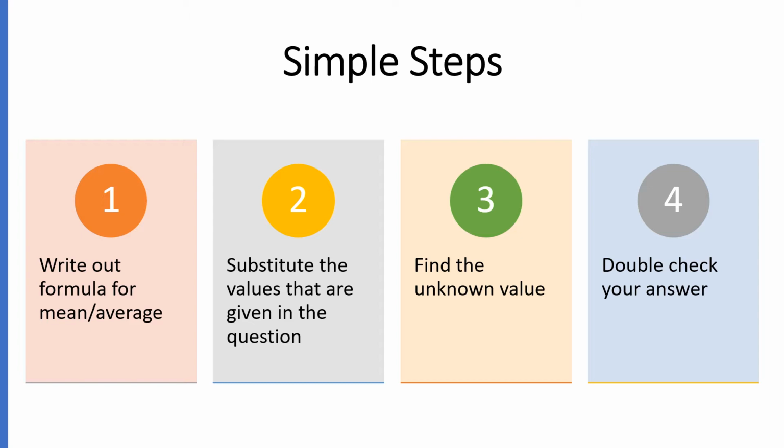Then step number 2, we substitute the values that are given in the question. 3, we find the unknown value. And 4, we double check our answer. It's important to double check just so that we'll know if we made sense in the question at all and we can guarantee our marks there.